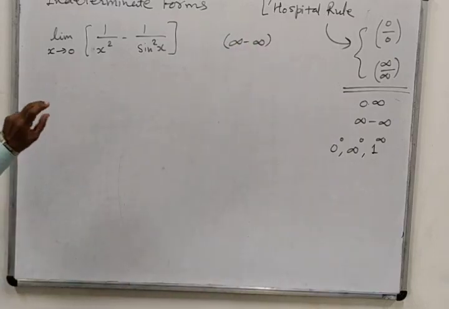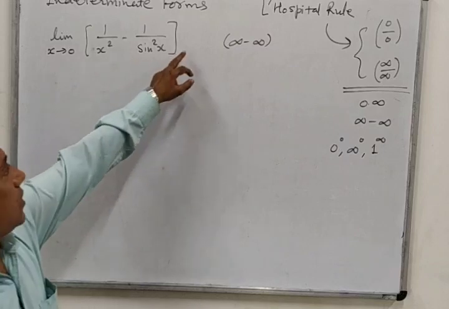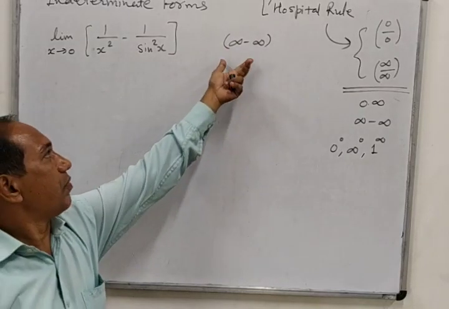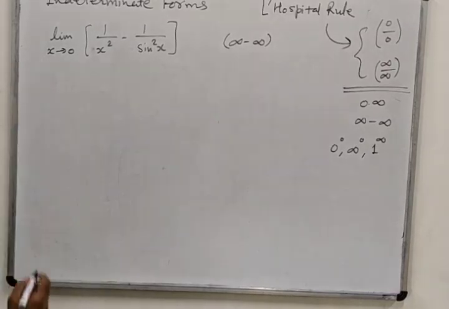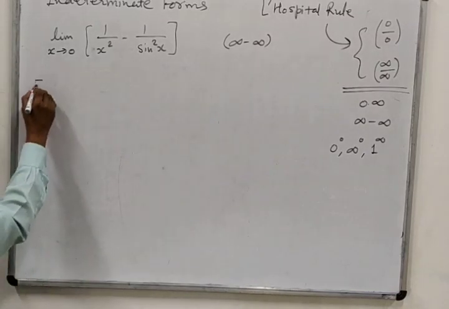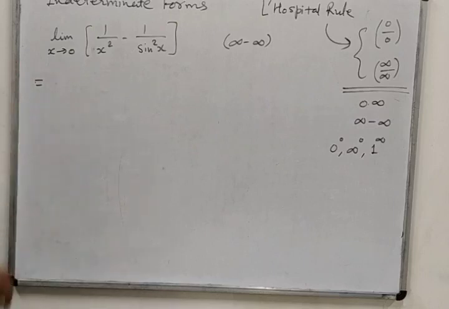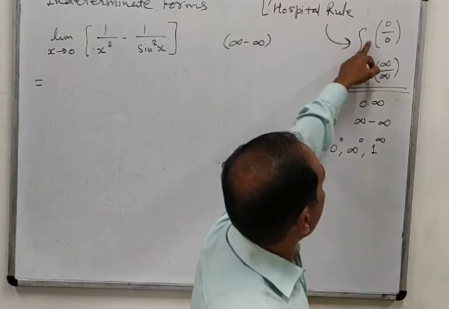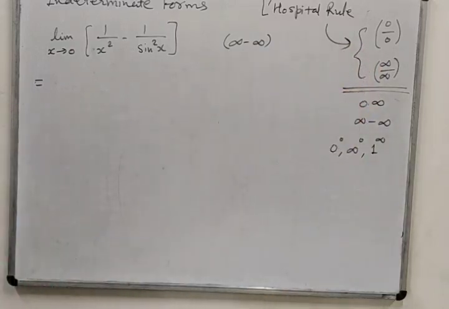This indeterminate form is infinity minus infinity. As I told you in the last lecture, on the right hand side, at some distance, you represent this form as infinity minus infinity. It is not the value, you cannot write equal to. Then we will write down equal to. Now this indeterminate form we will convert either into 0 upon 0 form or infinity upon infinity form.